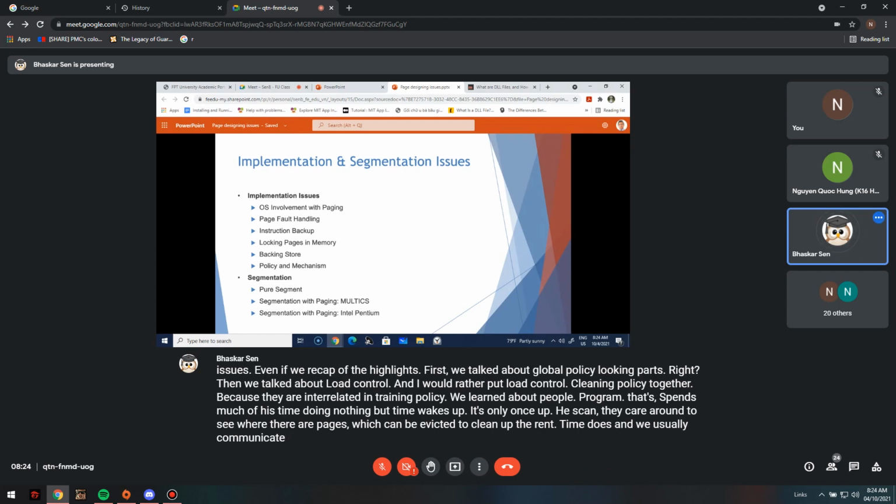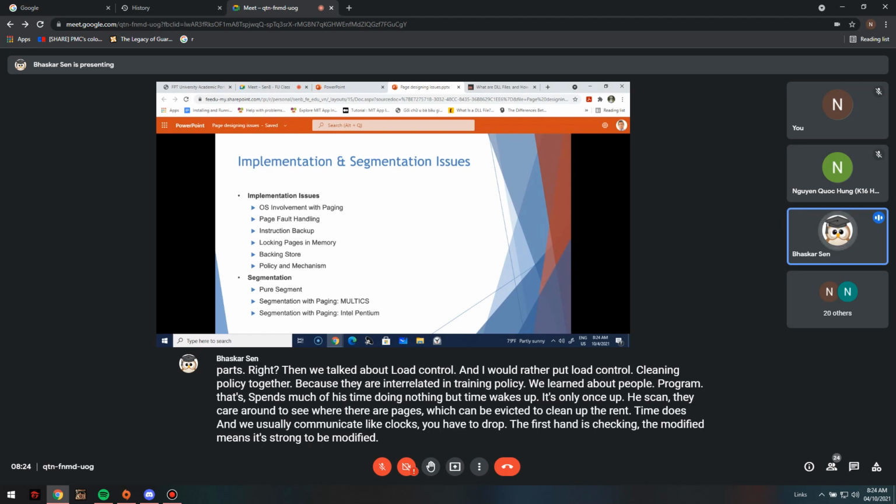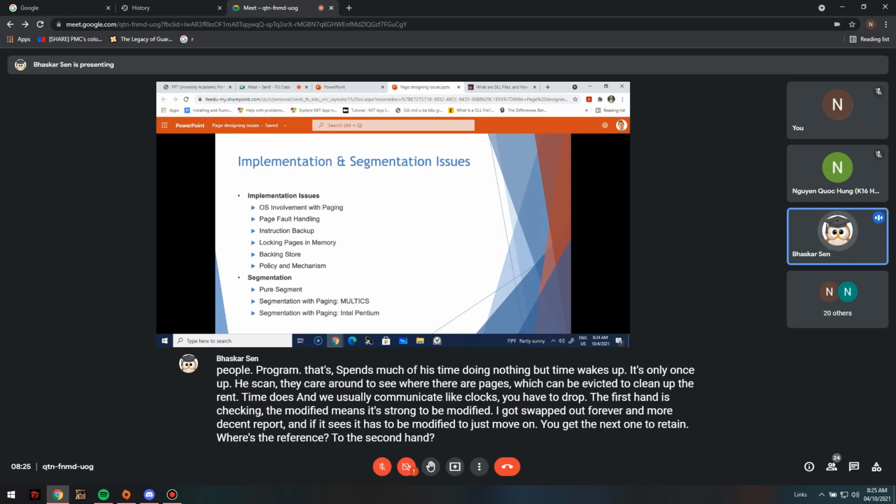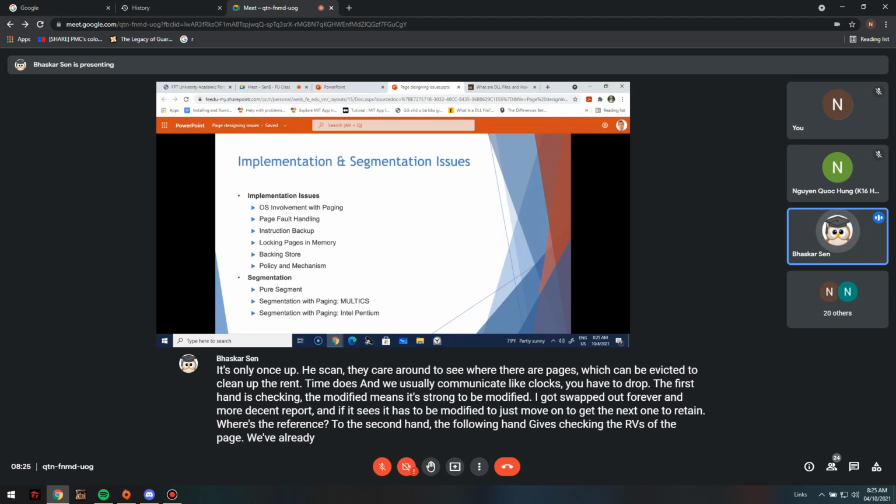Two-handed clock. The first hand is checking the modified bit. If it's found to be modified, it will be kicked out, or swapped out rather, in a more recent term. And if it says that it has not been modified, just move on and check the next one, which will be retained. Whereas the second hand, the following hand, keeps checking the R bit of the page. If the R bit is found to be 0, that means it is the less referenced page, a candidate for eviction.